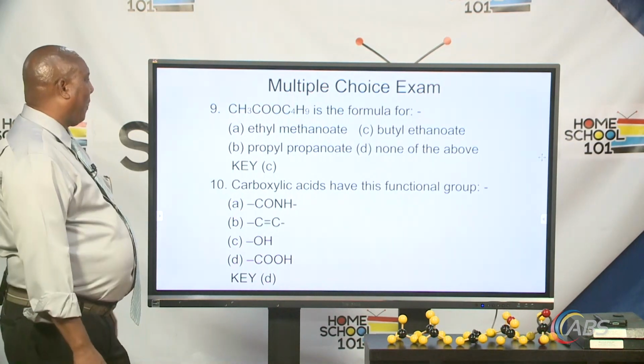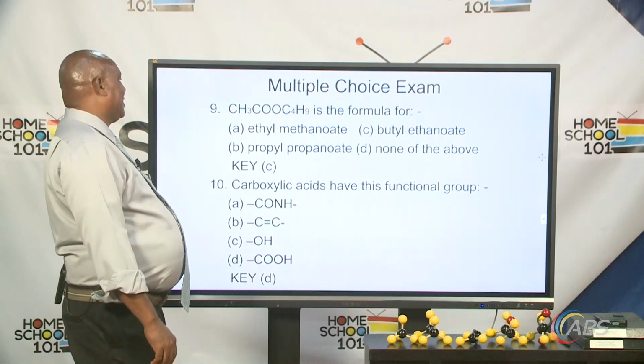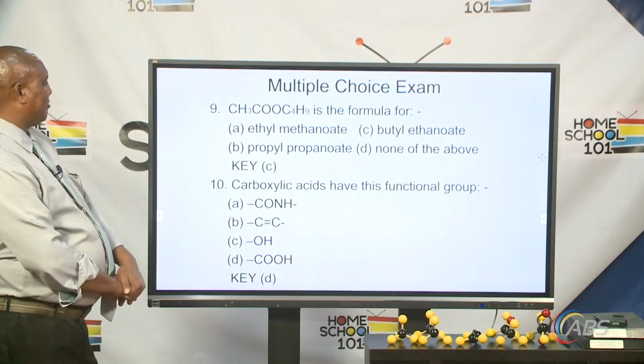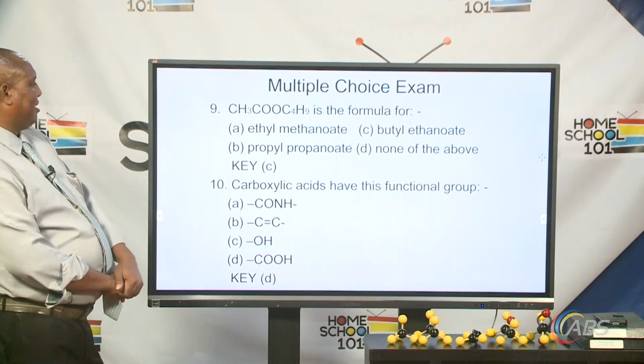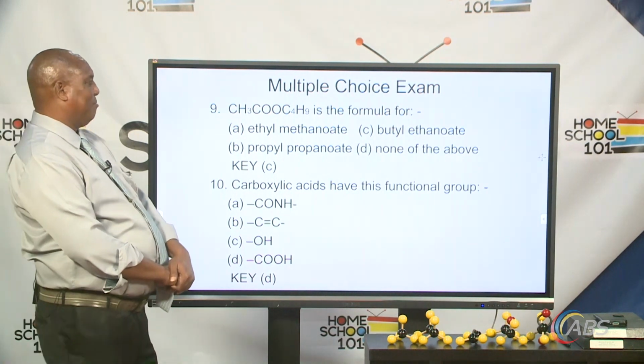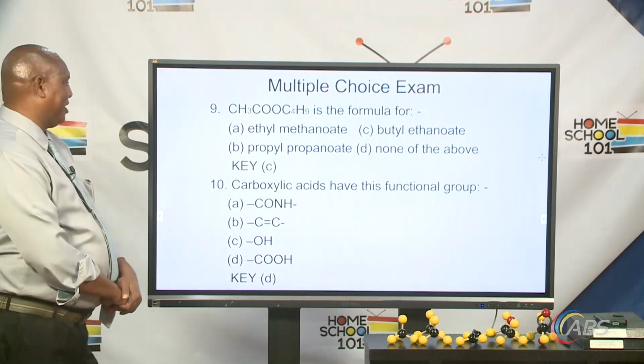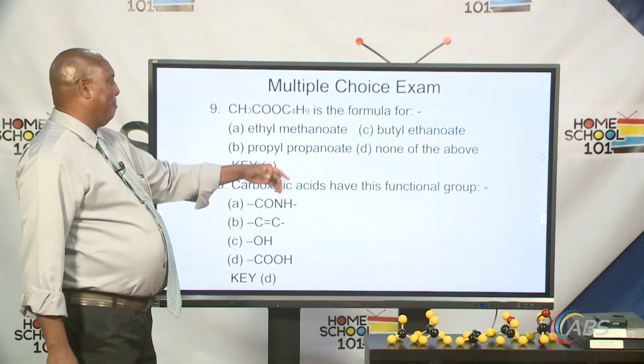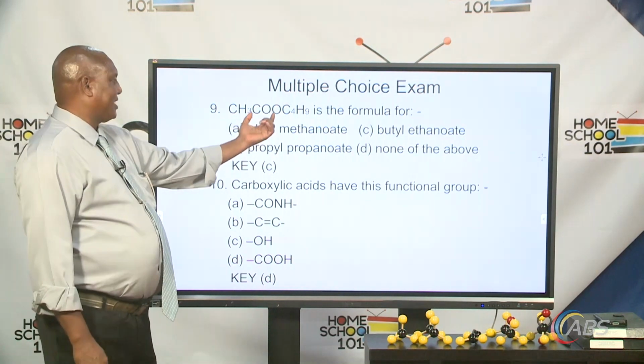9 and 10, what's the name of this formula? A, ethyl methanoate. B, propyl propanoate. C, butyl ethanoate. D, none of the above. The answer is C, butyl ethanoate, an ester.